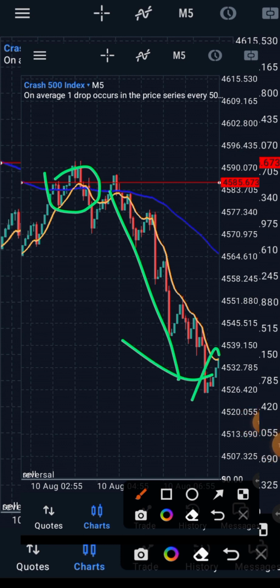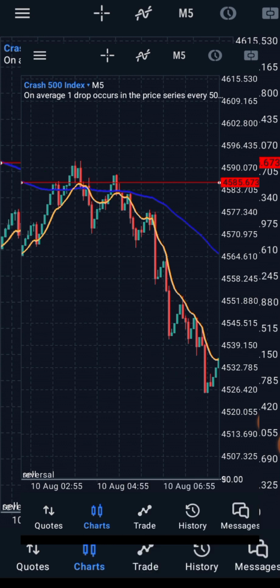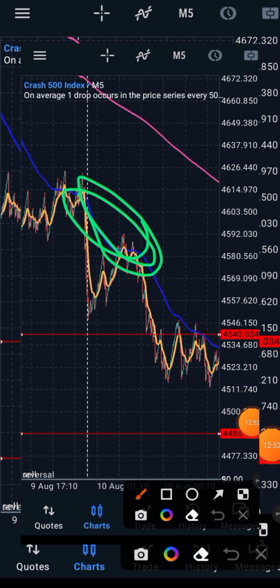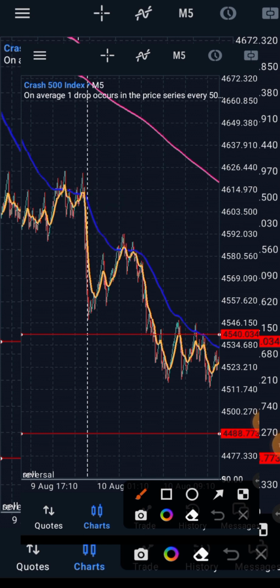Remember, it will not work every time. That is why you have to know your risk management. The market must float below the 90 indicator. This blue indicator is very powerful. You must see the market. That is a serious downtrend.